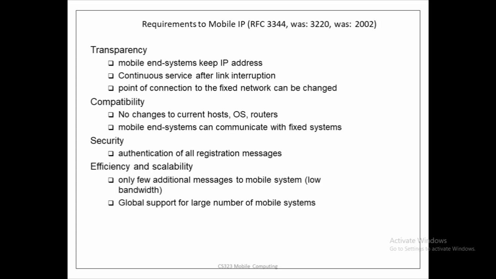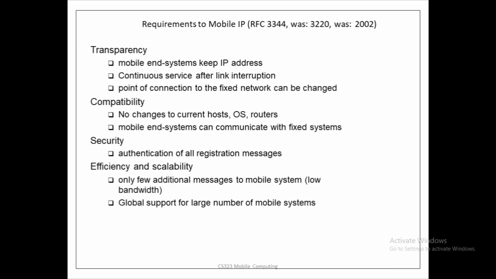Now, the requirements for mobile IP. A quick solution does not work. A more general architecture has to be designed for this. Right? So many field trials and proprietary systems finally led to mobile IP as a standard to enable mobility in the internet. Right? So several requirements were considered in the development of the standard. The first ones are transparency, compatibility, security, efficiency, and scalability.